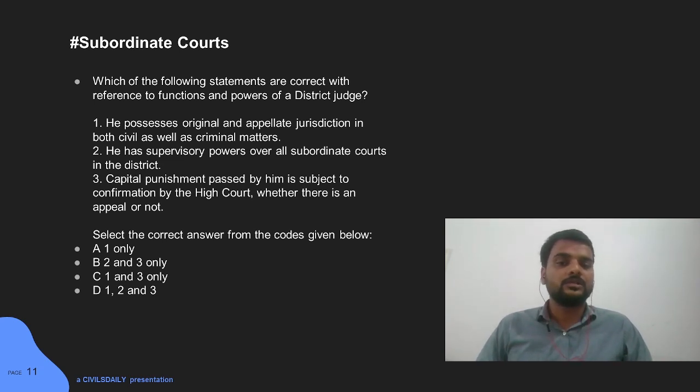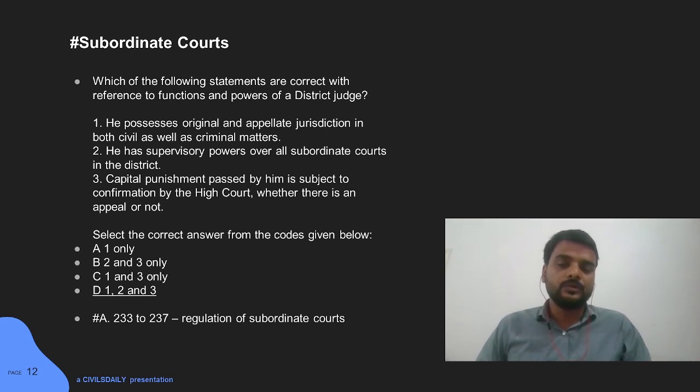He has supervisory powers over all subordinate courts in the district. Like the High Court has supervisory jurisdiction over all the district judges within the state, similarly the district judge has supervisory jurisdiction over all the subordinate courts, and he also hears appeals in both civil and criminal matters. Capital punishment passed by him is subject to confirmation by the High Court whether there is an appeal or not. Yes, this is also true that any capital punishment judgment is reviewed by the High Court to give extra protection under Article 21. So here all three statements 1, 2 and 3 are true.